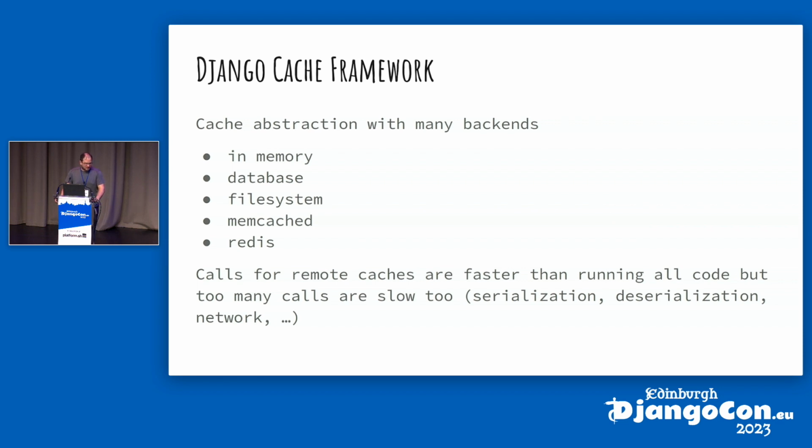Django Cache framework, I talked about three times before. It's a cache abstraction with many backends. It has built-in in-memory, database, file system, Memcached, Redis. You can plug any other cache backend you want. You just have to implement it, or you already have some third-party implementation. But for most cases, you can just use one of them.